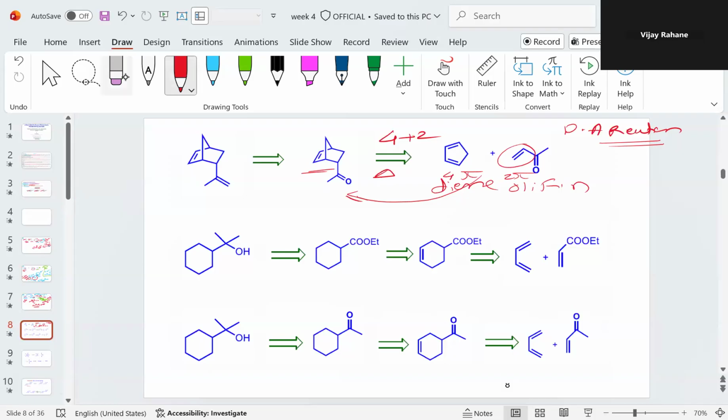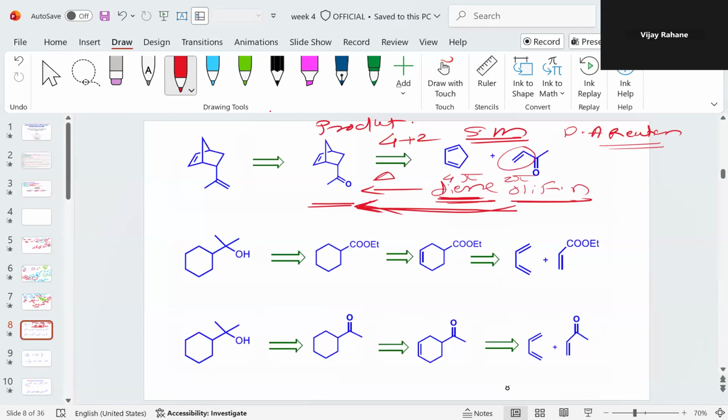Now here, forget about the stereochemistry, whether it is endo or exo, it doesn't matter at this stage. So this diene and the dienophile, under the heating condition, give the formation of cycloaddition products. So this is what we get in this step. The direction of the arrow is like this. So these are the starting materials, and this is the product, right? And similarly, how can one use such a Diels-Alder reaction in the retrosynthesis of such molecules?